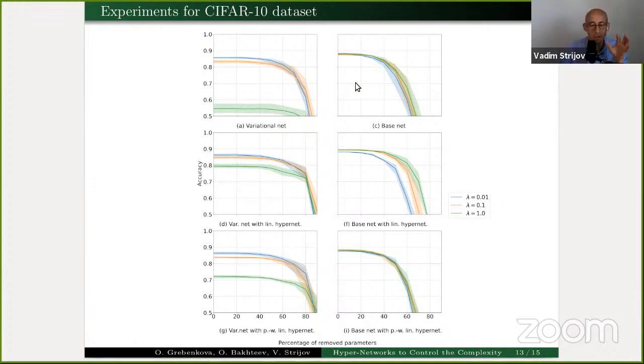But when you say 60-80% of parameters, the parameter numbers are the same, right? Yes, it's the same structure of the models. The initial structure of the models is the same. That's why. Okay, great.